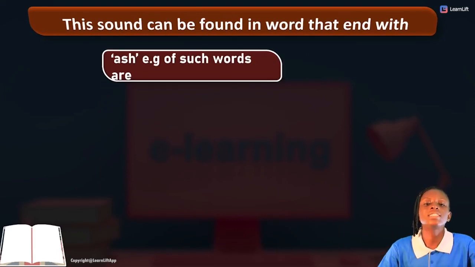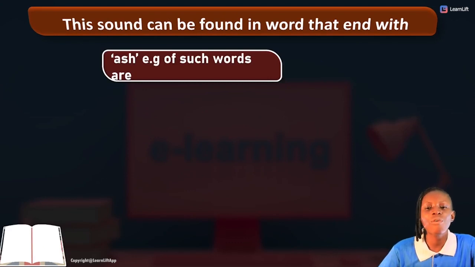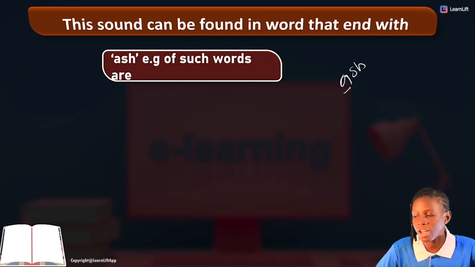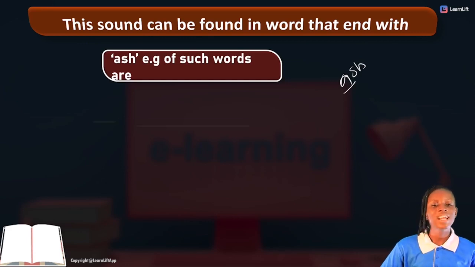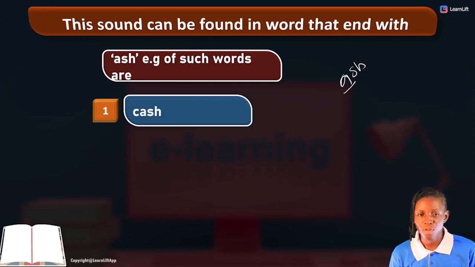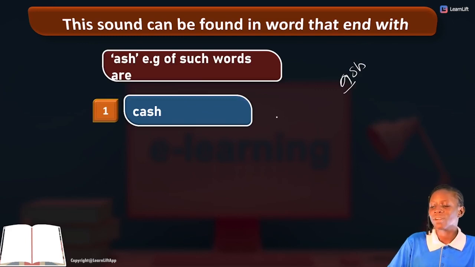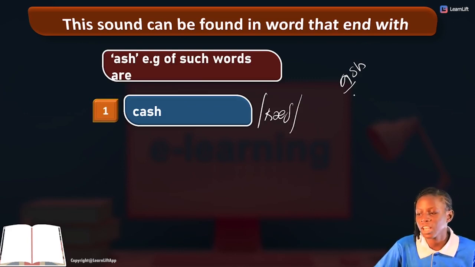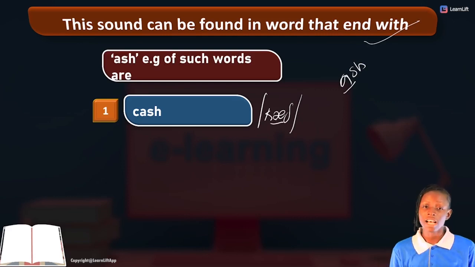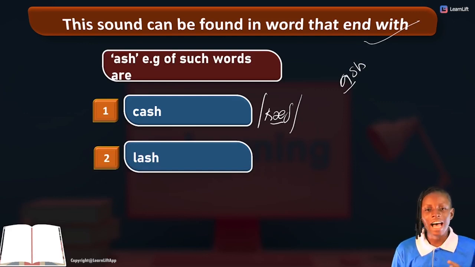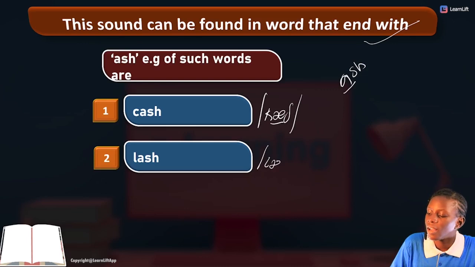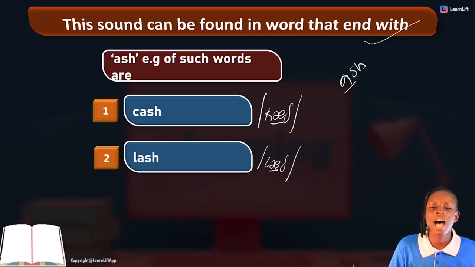Next, quickly we have the next rule to be this sound can be found in words that end with ASH. Most words that end with ASH have the short R sound here. And what are the examples of these words? We have one to be cash. Well, we've transcribed cash before, right? So let's do it again. Our cash is transcribed as cash. Okay, so we can actually say this is correct because our cash has the short R sound, right? Let's look at more examples. We have next to be lash. Now our lash is transcribed as lash, having the short R sound here.